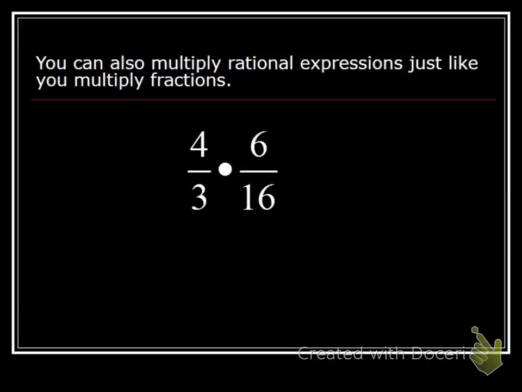So before we get into actually multiplying rational expressions, we're going to go over how to do it with numbers. There are two ways that people multiply fractions. So you guys should go ahead and shout out, how would you multiply 4 over 3 times 6 over 16? What numbers would you multiply together?